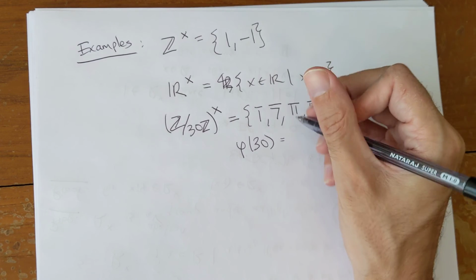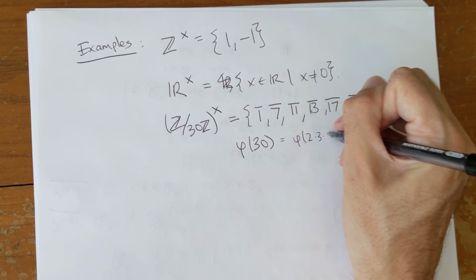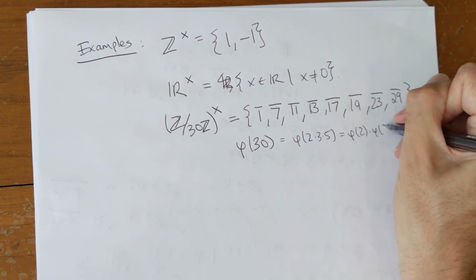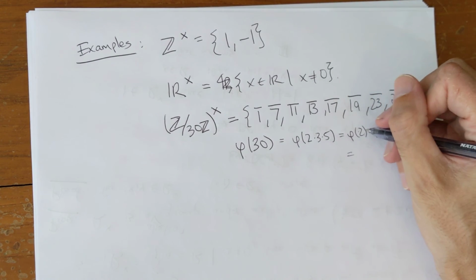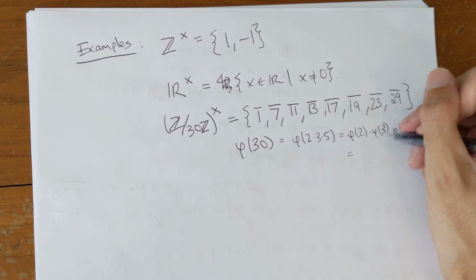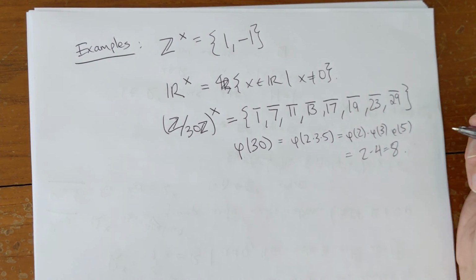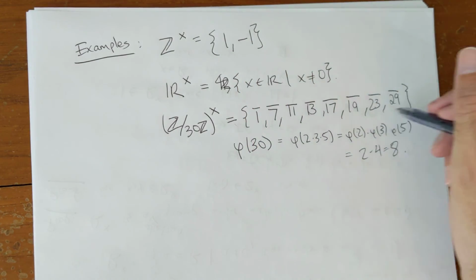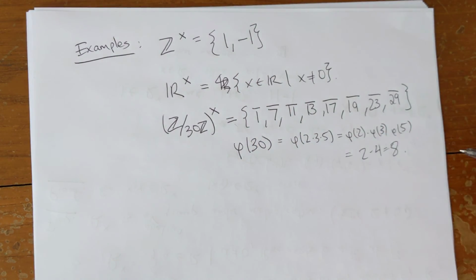And this is going back to the Euler phi function. If you remember, phi of 30 is phi of 2 times 3 times 5, which is phi of 2 times phi of 3 times phi of 5. Well, that's 2 minus 1, which is 1, 3 minus 1, which is 2, 5 minus 1, which is 4, which is 8, right? So this group of invertible elements has 8 elements, and phi of 30 is also 8.